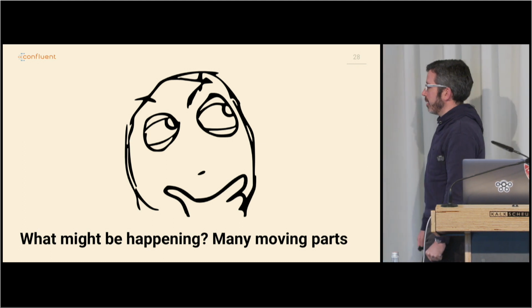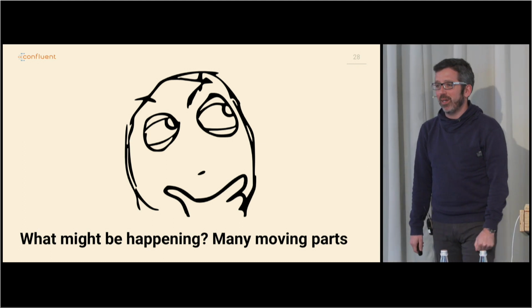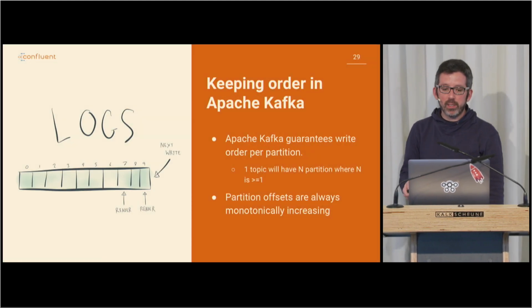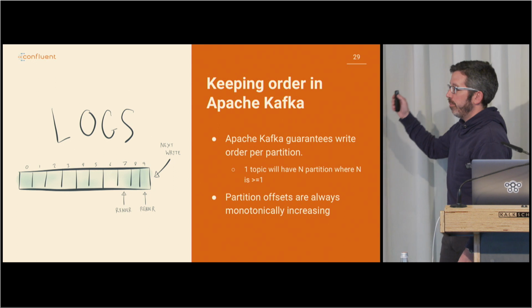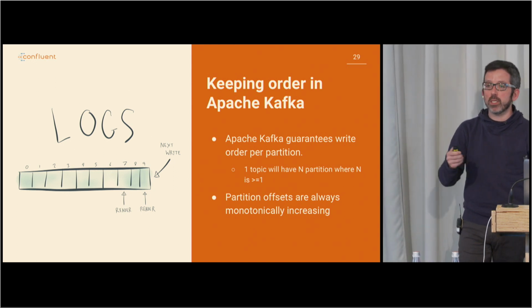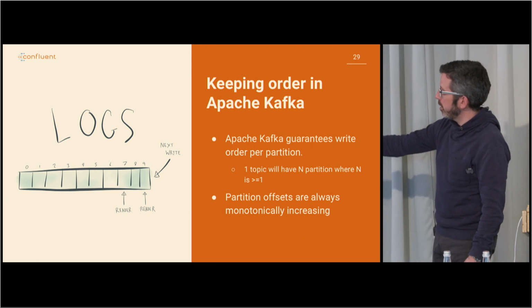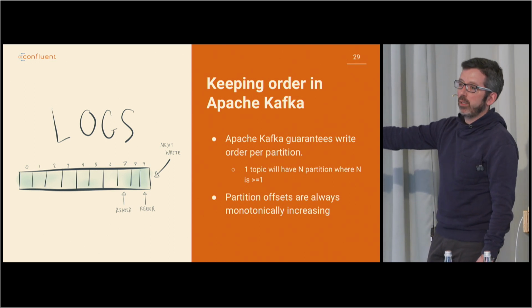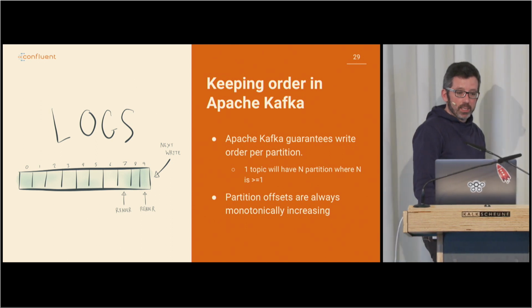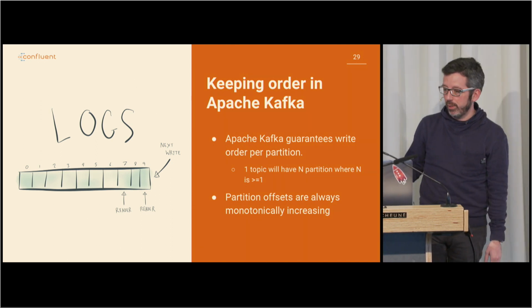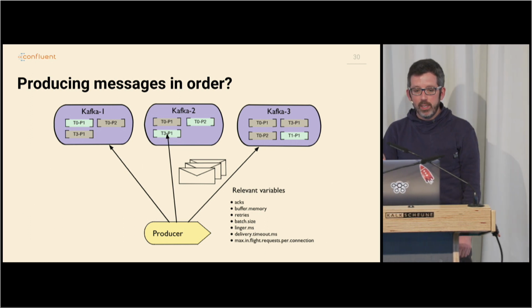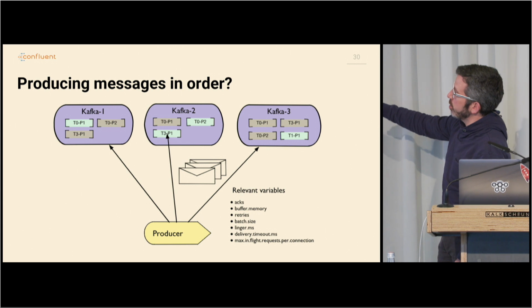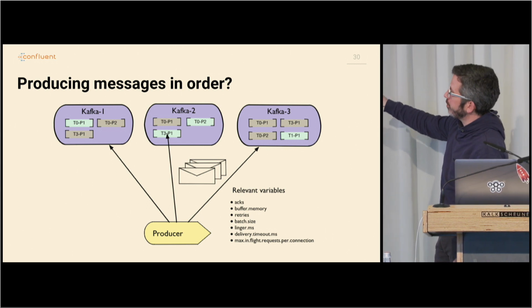There are many moving parts in this slide that Pere showed me, with consumers, producers, etc. In Kafka, remember, Kafka only guarantees the order per partition, okay? So it only guarantees the order per these logs, where the offset is always monotonically increasing, okay? What it basically means is you need to play with this in order to keep order. To produce the messages in order, okay? Remember what we do. We always write to the leader of the partition.